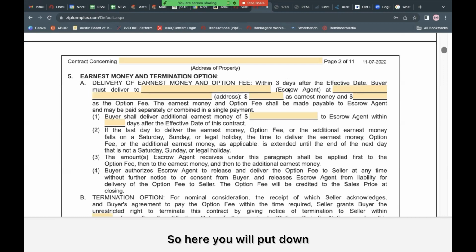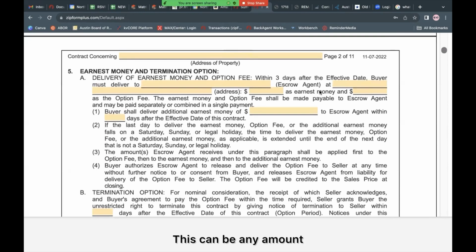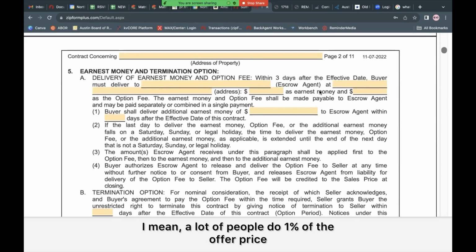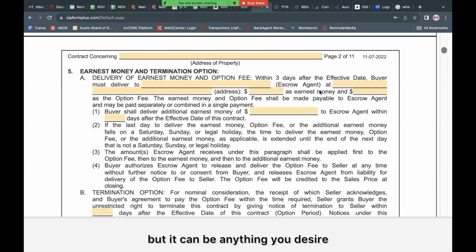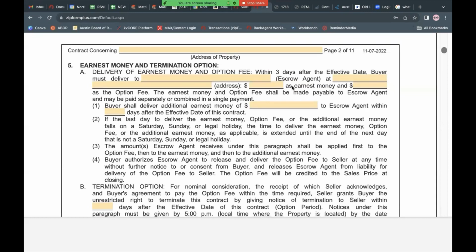So here you will put down the amount of earnest money. This can be any amount. I mean, a lot of people do 1% of the offer price, but it can be anything you desire. That will be refunded at closing as long as you do not back out.